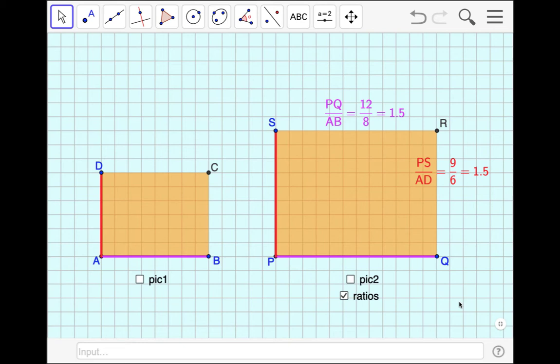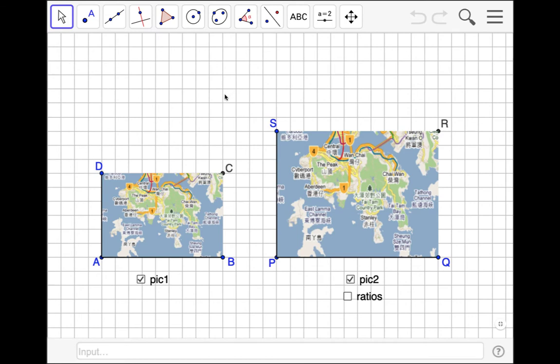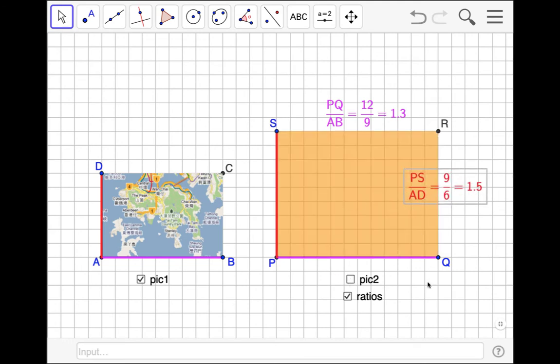Okay. Now let's look at another example. Are they similar? The same logic: calculate the proportion. If they are in the same proportion, meaning corresponding sides are in the same proportion, we can say the objects are similar. But if they are not in the same proportion, we can say that these two are not similar. Now if you observe carefully, PQ over AB, that is 12 by 9, and PS over AD give different scale factors. So the two scale factors are different, meaning they are not in the same proportion. So we can say these two shapes are not similar.